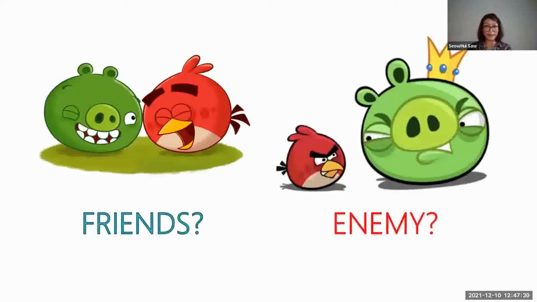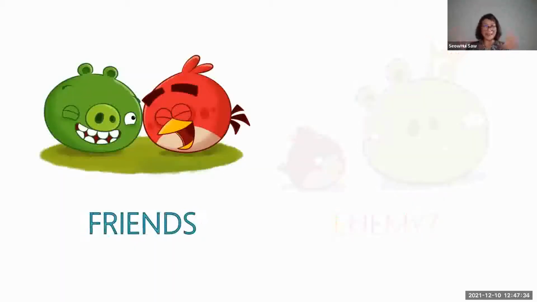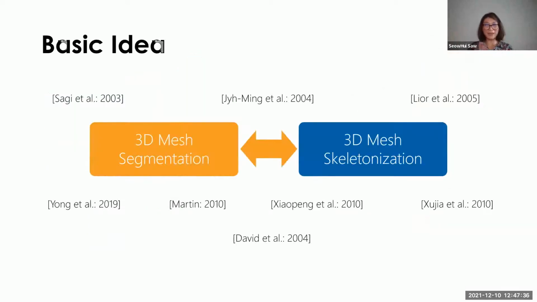So what do you think? Are these two terms friends or enemies? Okay, the answer is they are friends. Now, 3D mesh segmentation and 3D mesh skeletonization are two fundamental and highly important algorithms in computer graphics and animation techniques. Because of the close link between an object's skeleton and its boundary, these two problems are in many cases complementary.